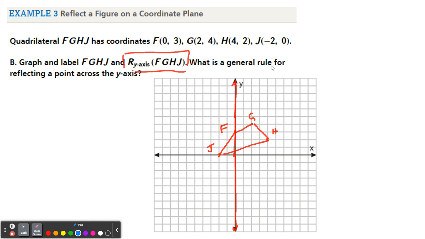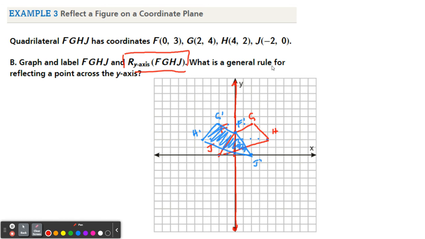So because we're going across the y-axis and F is on the y-axis, F and F prime will be the same exact point. And now we're going to count left and right. So if I go G, G goes 2 left, so go 2 more to the left. There's G prime. H, go 1, 2, 3, 4 to the left. Go 1, 2, 3, 4 more. There's H prime. And J, go 1, 2 to the right, so go 2 more to the right, and there's J prime. And we're going to connect those 4 points. And there's my new figure.